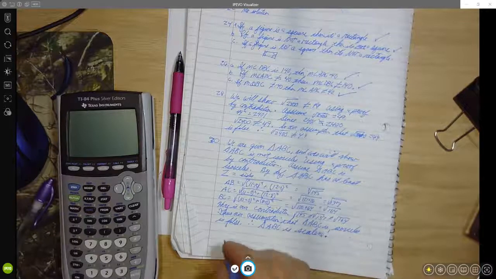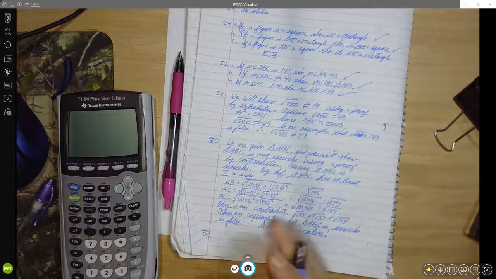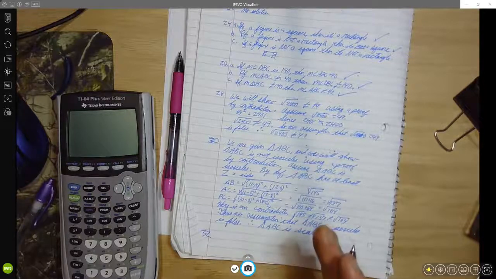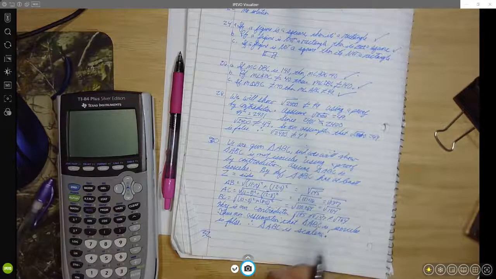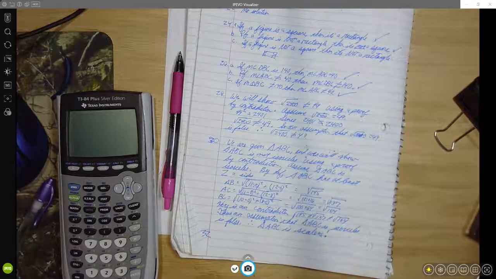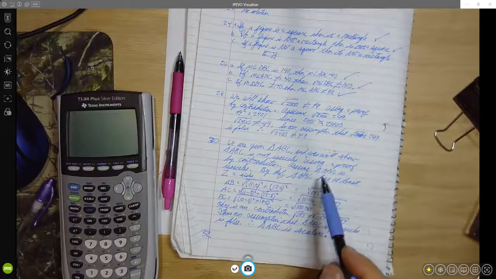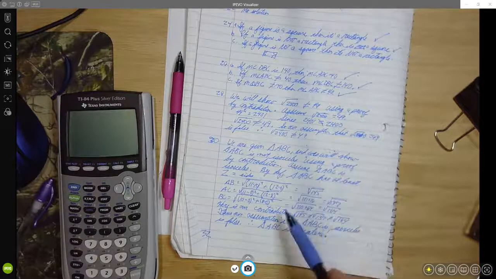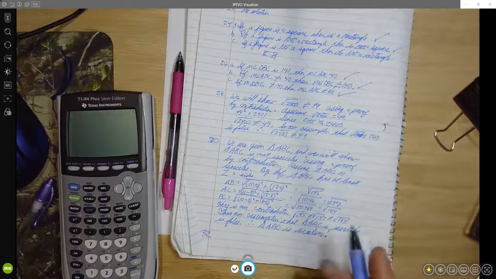All right, 32, difference between direct and indirect proof. A direct proof begins with information you know is true, that's the given. And then you just use your theorems, postulates, etc. to get to a conclusion. In an indirect proof, you assume the negation, and then you show that there's a contradiction. So you can fill that out.